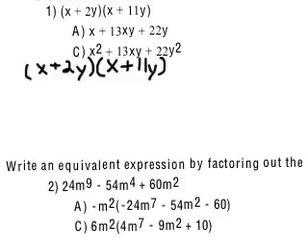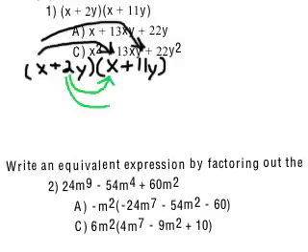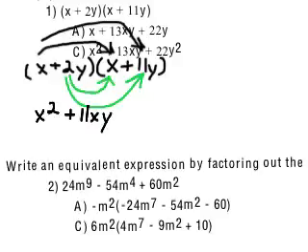Now here, what we do with this equation is basically like a fancy distribution. We multiply the first term times the first term, the first term times the last term, the second term times the first term, the second term times the last term, then we add everything together. So let's get started. We have x times x, x squared. x times 11y would be 11xy, and now we have 2y times x would be 2xy, and 2y times 11y, which would be 22y squared.